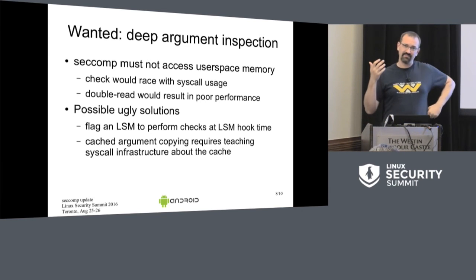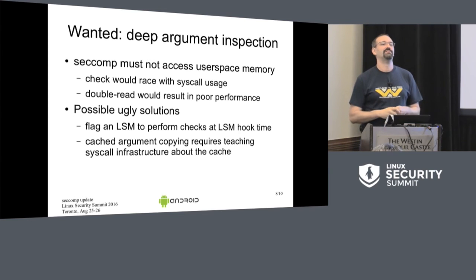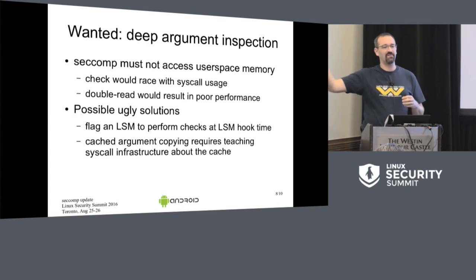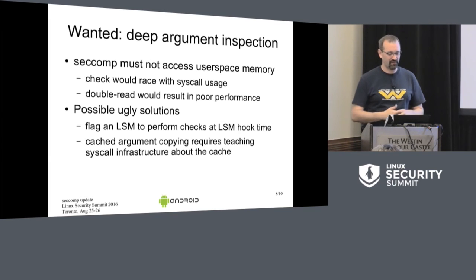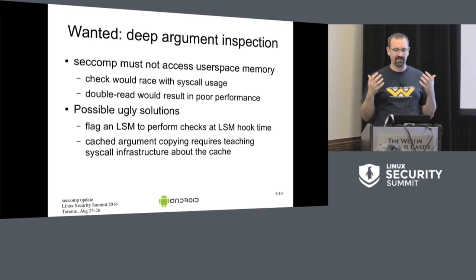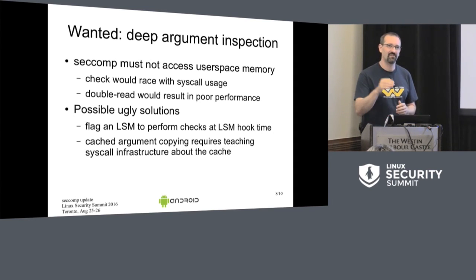So teaching the syscall interface about argument types that could be cached, that maybe seccomp already copied into some cache somewhere, and then later the syscall starts executing and goes, oh, I don't need to copy this, I already have a copy somewhere for me. Adding that infrastructure and the type management associated with that also looks incredibly ugly. But right now, these are the only two solutions that seem viable for deep argument inspection at syscall entry time.